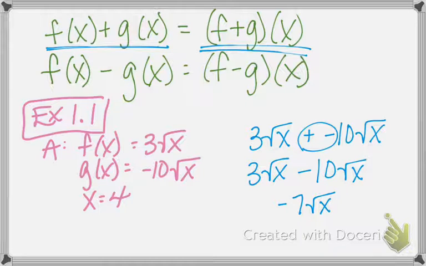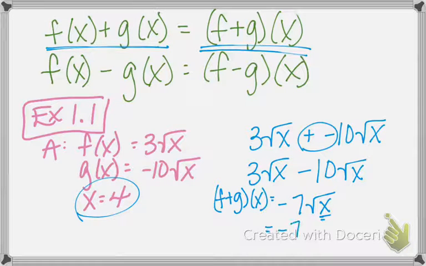And so now that I'm done, this is one of my answers. This is the f plus g, my two functions added together. All right. After I'm done with that, they want me to plug in the 4 for the x here. So I'm just going to plug that in. That'll give me negative 7 times the square root of 4, which is going to be 2. And so therefore my answer is negative 7 times 2, which is negative 14. And so this is my final answer.